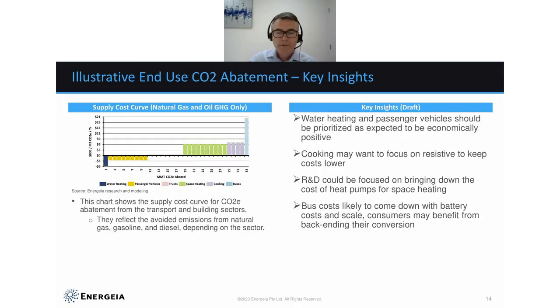Now, ultimately you need to bring together the supply cost curve for the whole economy when you're trying to really focus on what is the pathway. First of all, what are the costs of hitting different targets, and then which sort of programs do we want to focus on over the course of time, and also which technologies do we want to make investments in to bring that technology cost down.